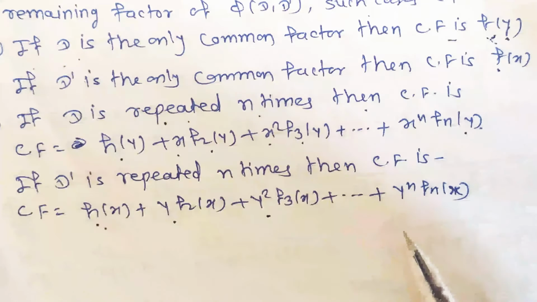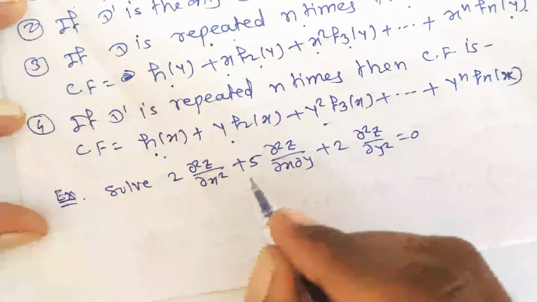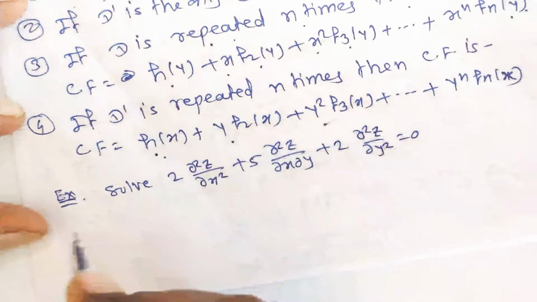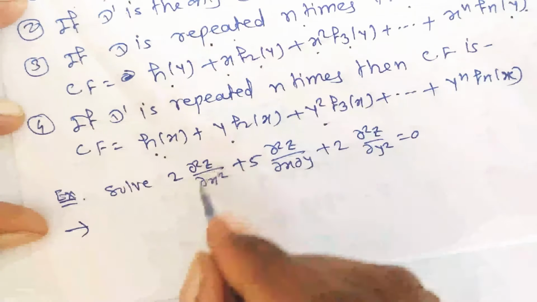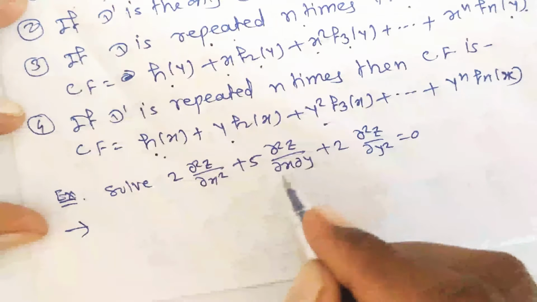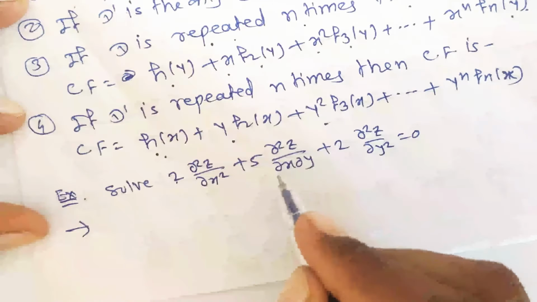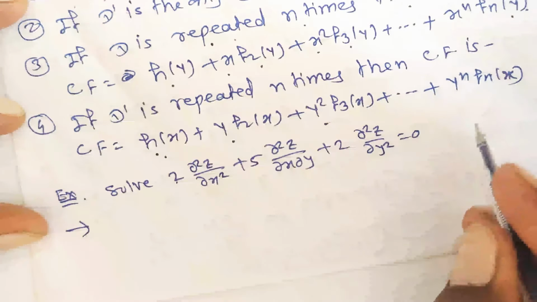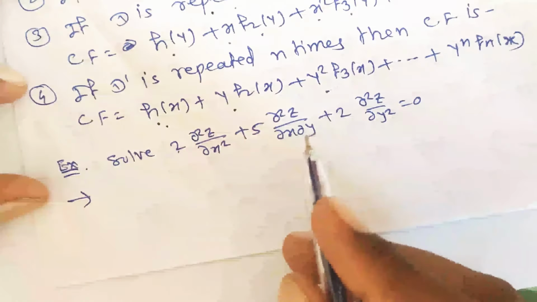Now we will take some problems on complementary function only. The first problem is: solve 2 del square z by del x square plus 5 del square z by del x del y plus 2 del square z by del y square equal to 0. Here the right hand side is 0. We know that the solution of a partial differential equation with constant coefficients is the complementary function plus the particular integral, but since the right hand side is 0, the particular integral is 0, so only the complementary function is the solution of this partial differential equation.